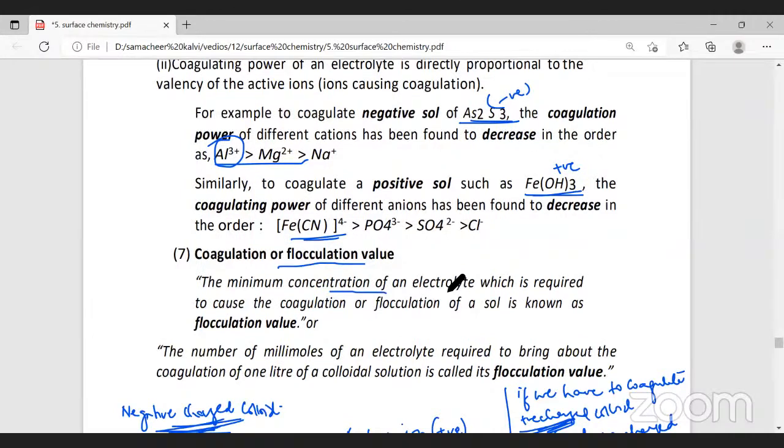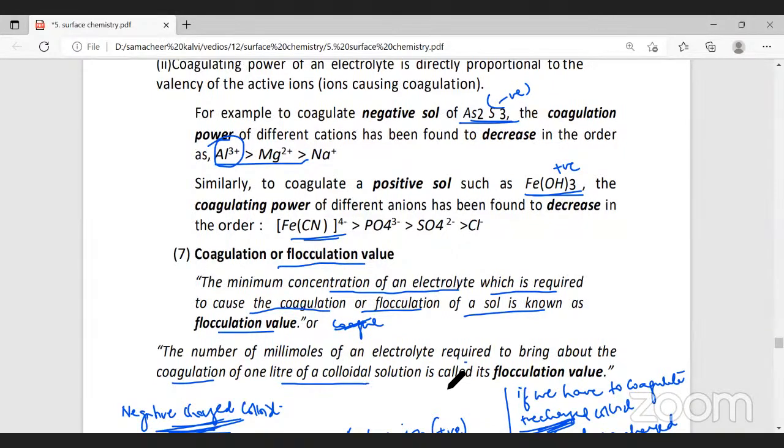The minimum concentration of the electrolyte which is required to cause the coagulation or flocculation of the sol is known as flocculation value, or otherwise known as coagulation value. Or we can define it otherwise: the number of millimoles of electrolyte required to bring about coagulation of 1 liter of colloidal solution is called flocculation value.